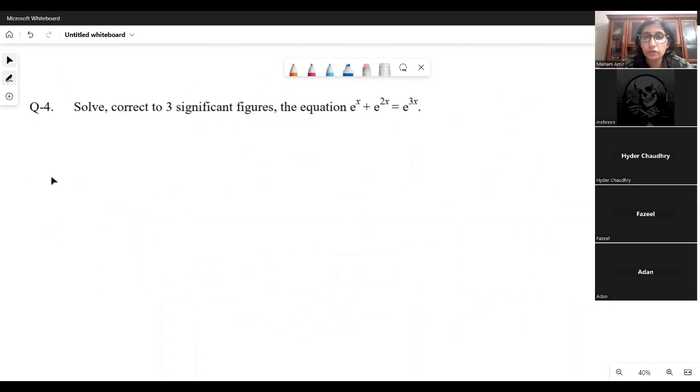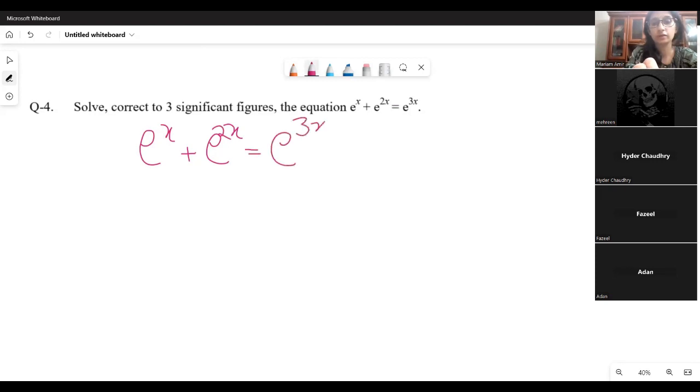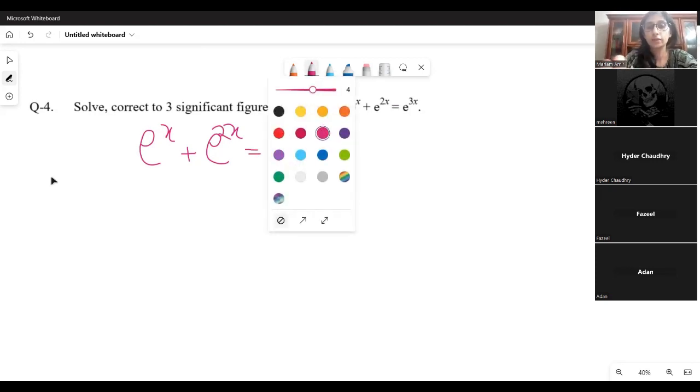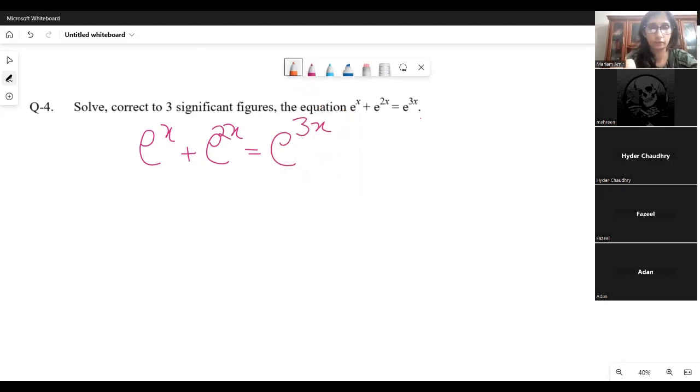Solve correct to three significant figures the equation e^x + e^2x = e^3x. Okay. How do we solve such an equation? You have x + x^2 = x^3.